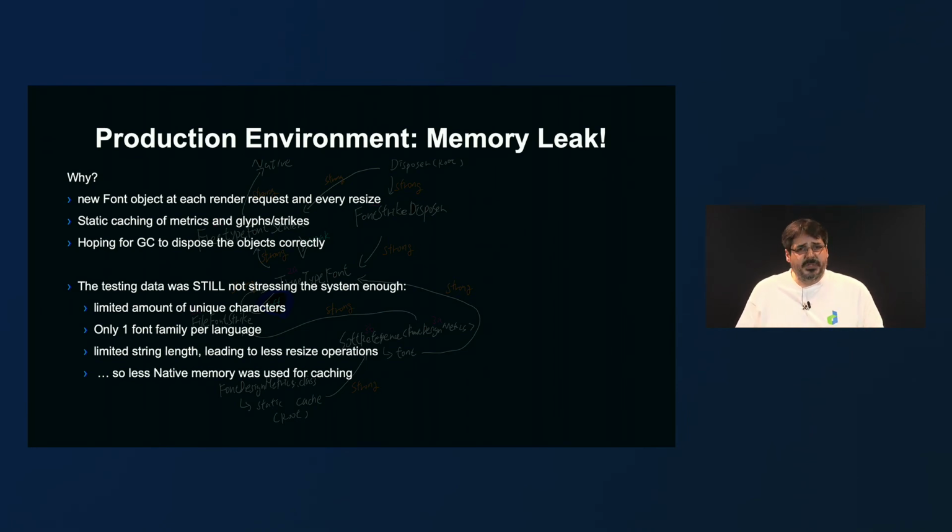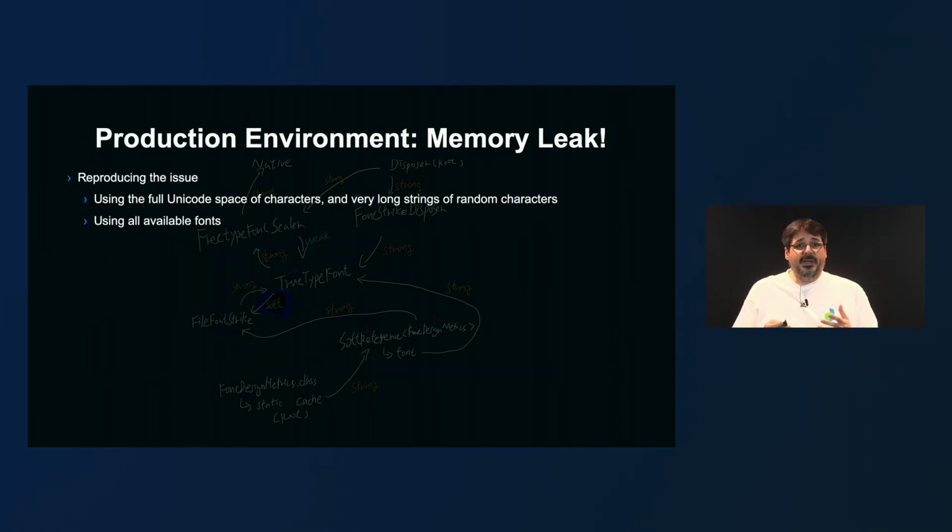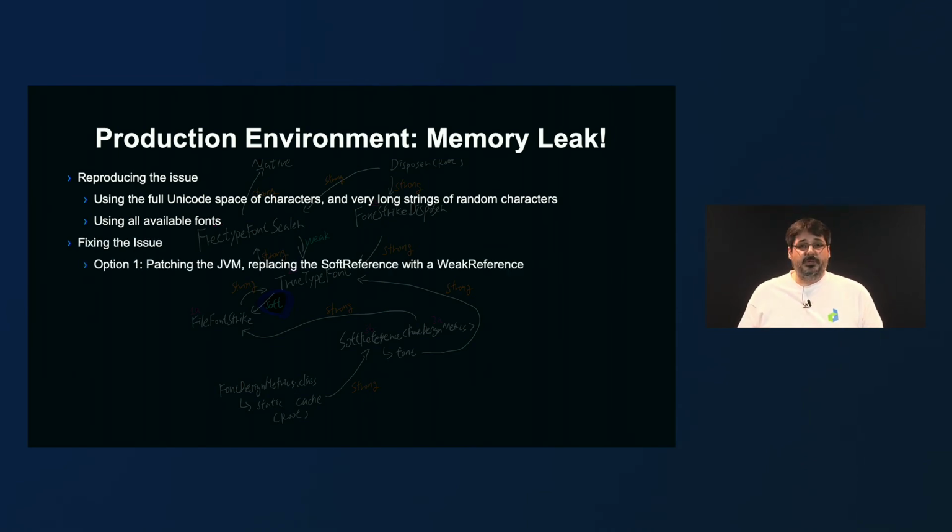So now that we understood the problem better, it was time to fix it. We quickly managed to reproduce the issue in our test environment by using the full Unicode space of characters and very long strings of random characters, and also using all available fonts. Now, for fixing the issue, we identified two options. The first one was to patch the JVM, basically by replacing the soft reference with a weak reference, because weak references can be forcibly garbage collected when necessary.